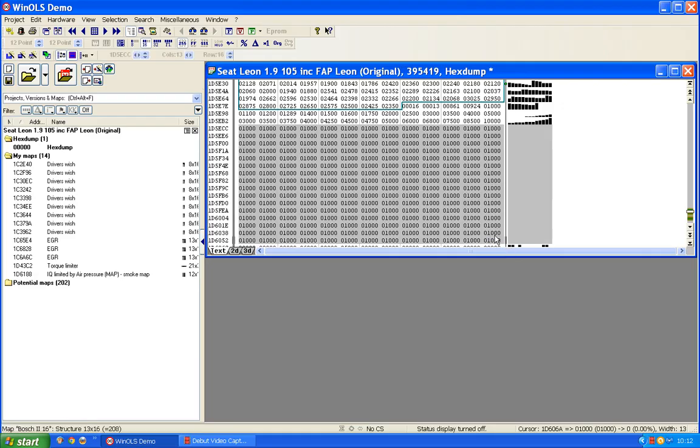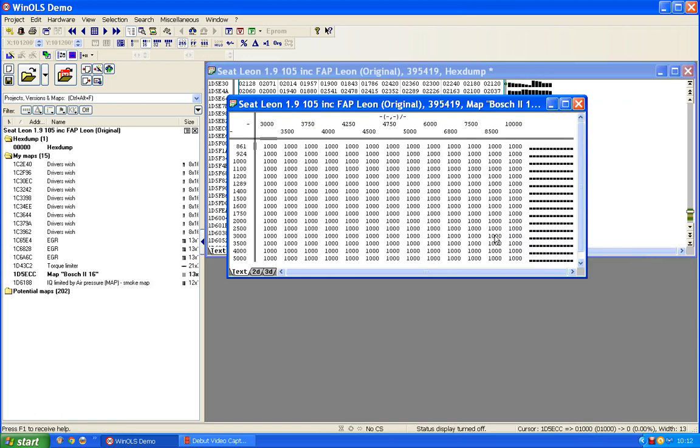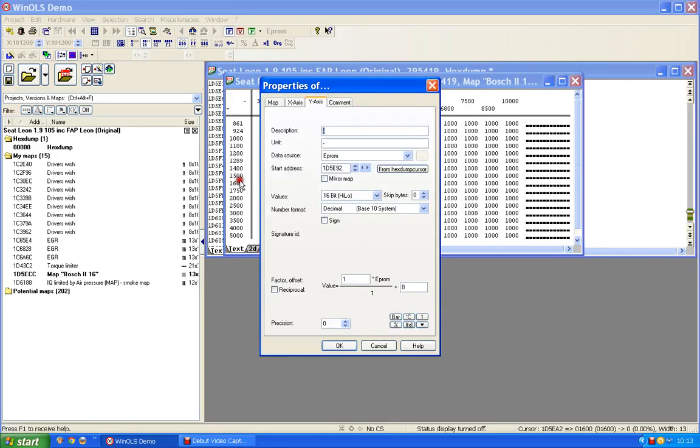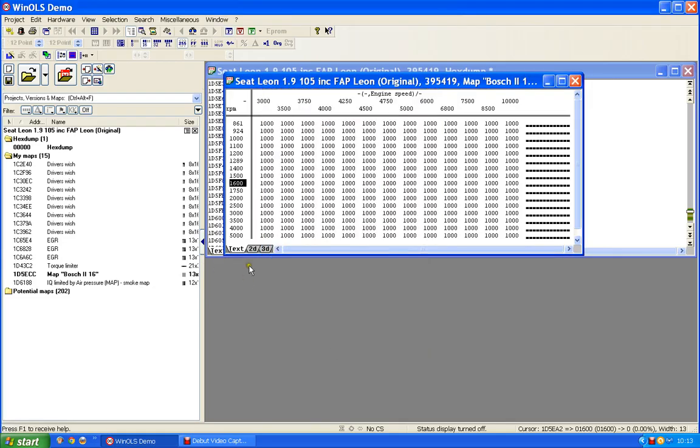So that should be my map. So if I press K, now with luck, and it looks like it has happened, Windows has found most of this for me, and it has. There I've got what I should imagine is my engine speed, so I'll just put in there engine speed, and in there I'll put revs per minute. I'll just OK that so I can get it out of the way.